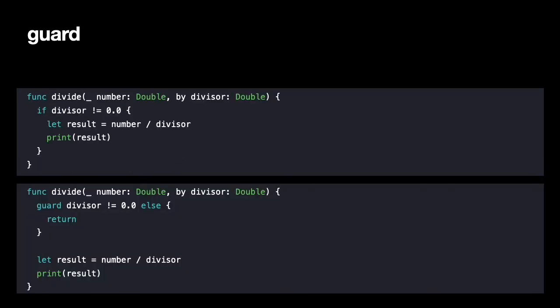Here are two possible implementations of the divide function. In both of these implementations, we are checking that the divisor is not equal to 0. In the first implementation, we are using the if statement to check that the divisor is not equal to 0. And then this is our happy condition where we calculate the result and print the result. Here's the alternative where we're using the guard. In the guard, we check that our preconditions are met, and if our preconditions are not met, we return early. And then down here at the bottom is our happy code where all of our preconditions are met, and then we do our work.